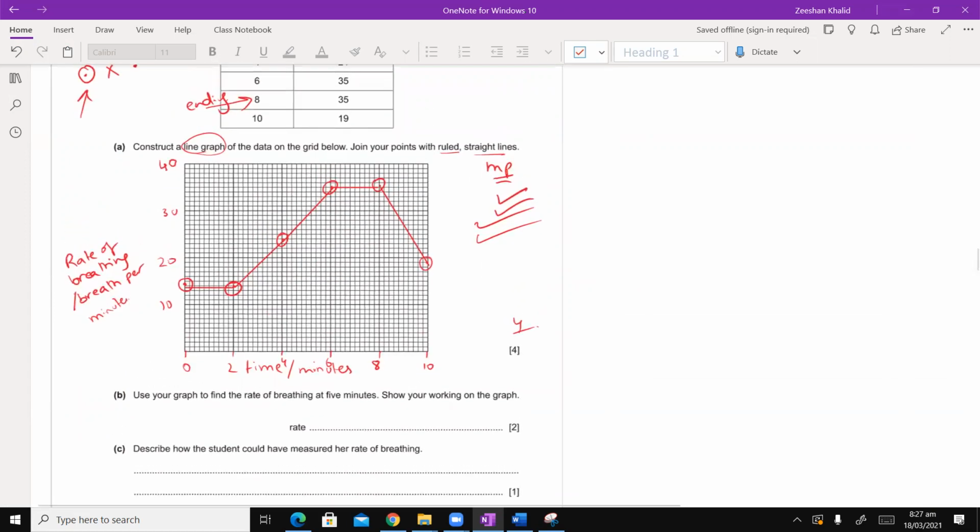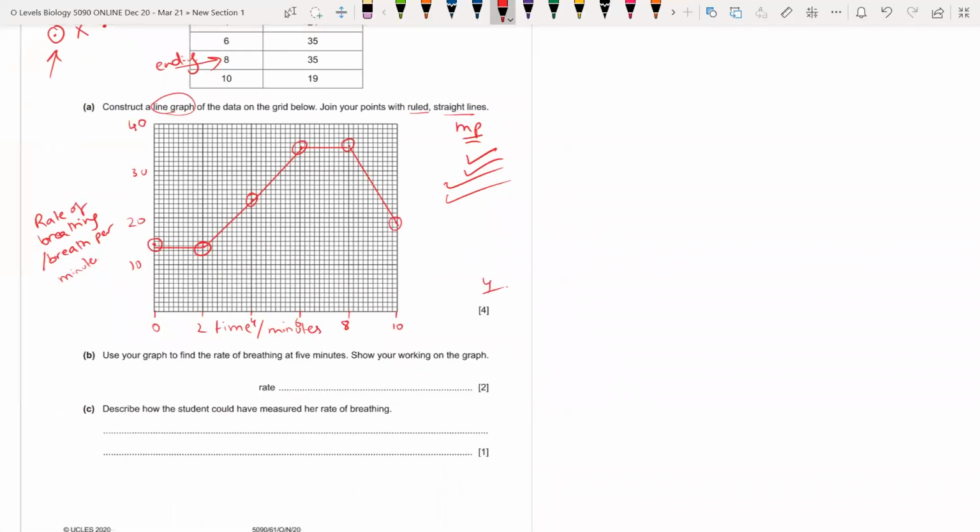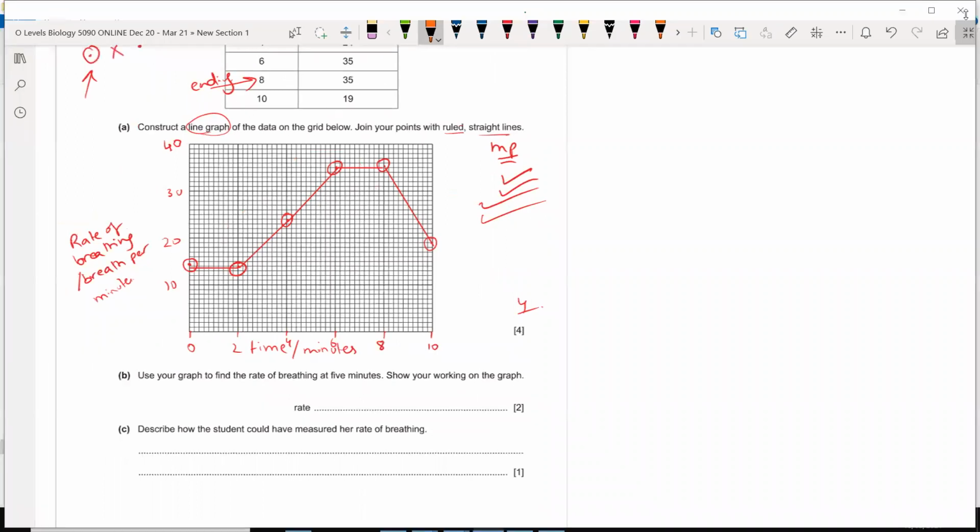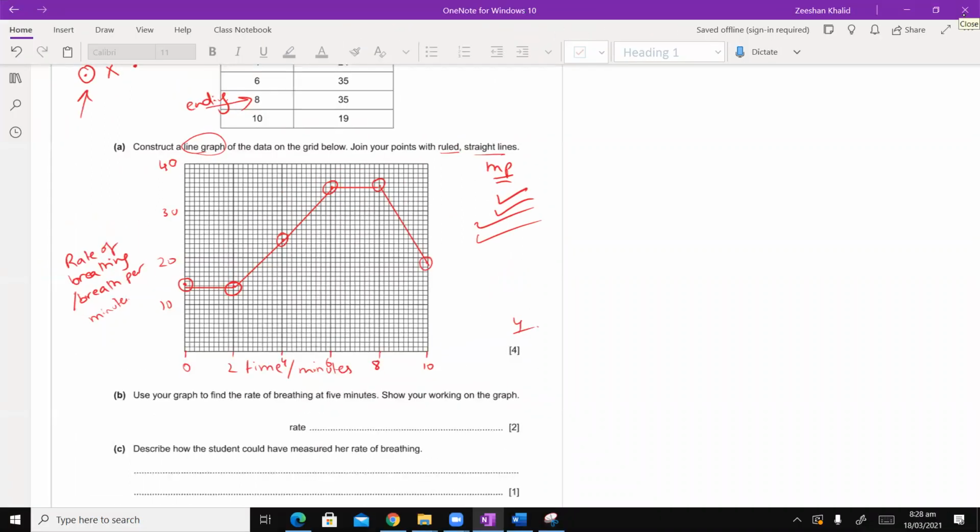Now he is asking you in part B, use your graph to find the rate of breathing at 5 minutes. Okay, such questions are very easy because all I have to do is use my graph and reconcile what the value is. So it's saying 5 minutes. So look at my graph. 5 minutes is somewhere here. That's the 5-minute line. And what he's saying is you have to tell what's the rate of breathing. Okay, rate of breathing is on the y-axis, so reconcile and see.